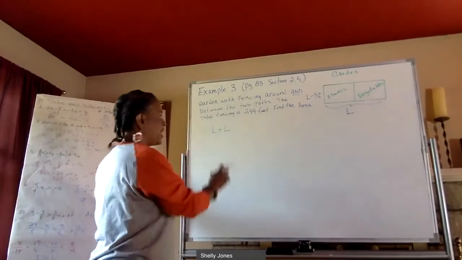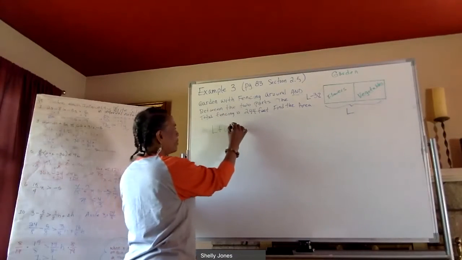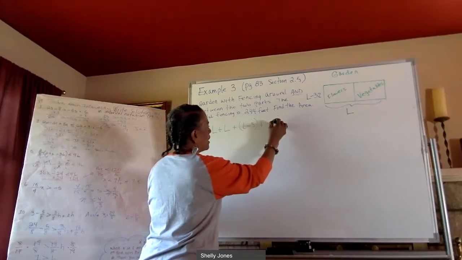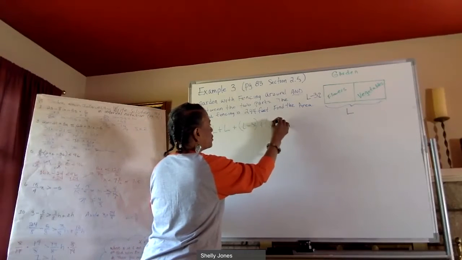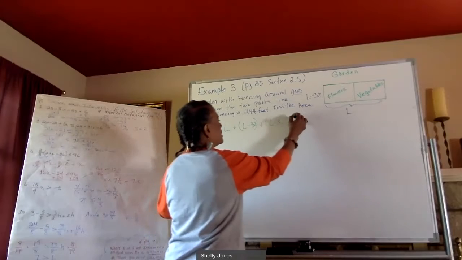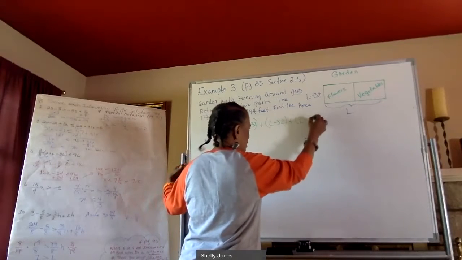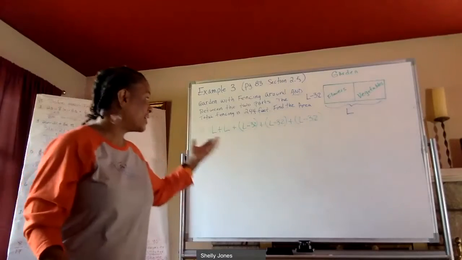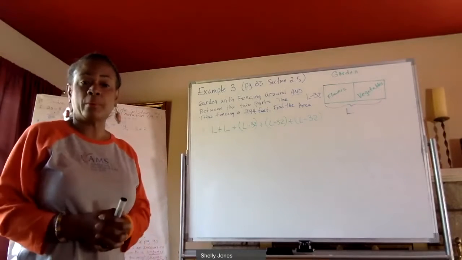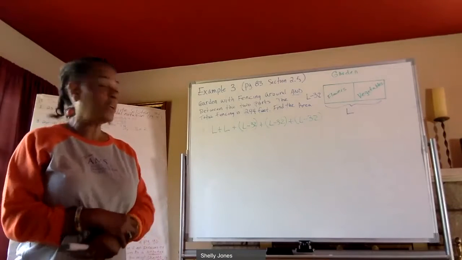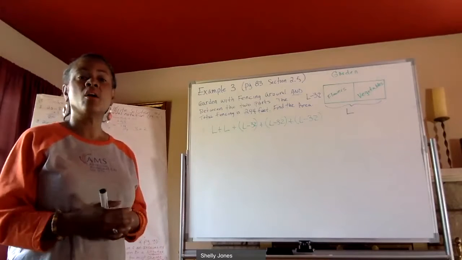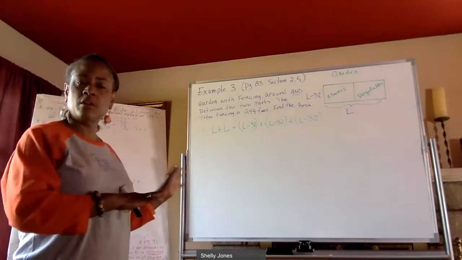So let's see. I have an L plus an L plus an L minus 32 plus an L minus 32 plus an L minus 32. Boy, that's a lot. Okay. And again, there's nothing I can really do with those parentheses. L minus 32 is just going to stay L minus 32. So I can actually just add all of the L's and all of the constants.